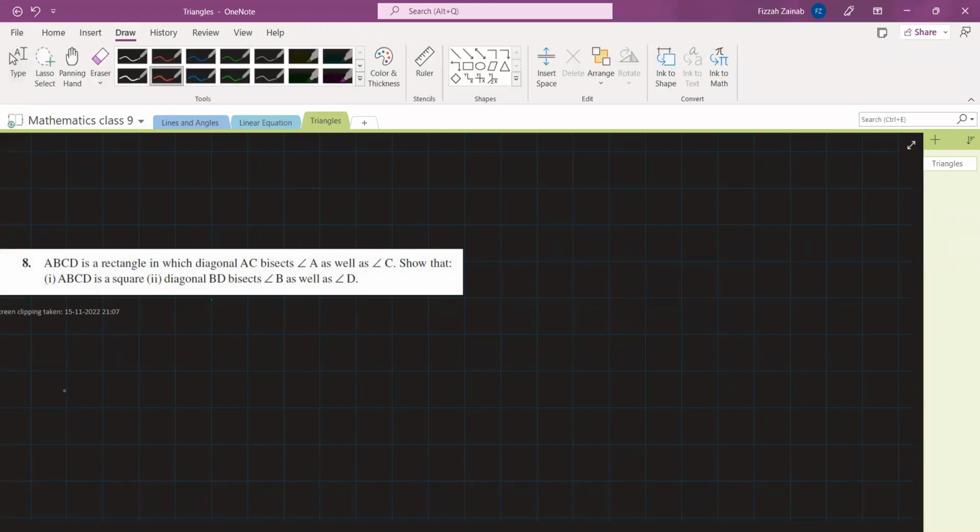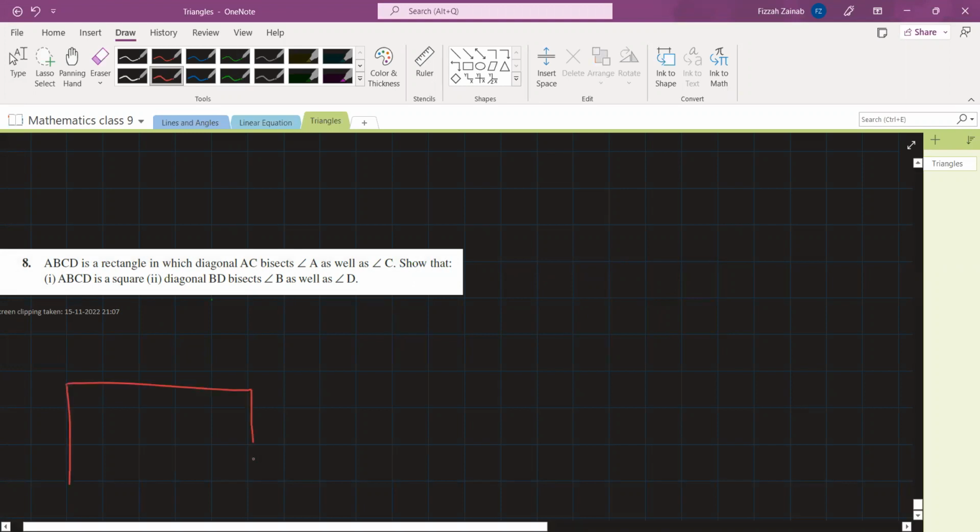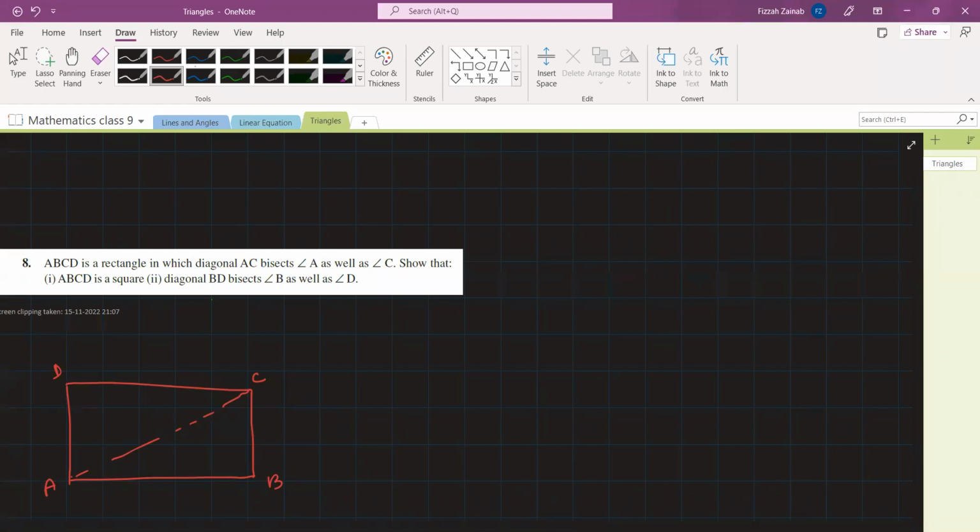Now see, ABCD is a rectangle in which the diagonal AC bisects angle A as well as angle C. So I'm drawing it here. A, B, C, and D, and the diagonal AC. So ABCD is a rectangle in which diagonal AC bisects angle A. Bisects angle A means this angle is equal to this angle, right? Angle 1 is equal to angle 2. Write down whatever is given.